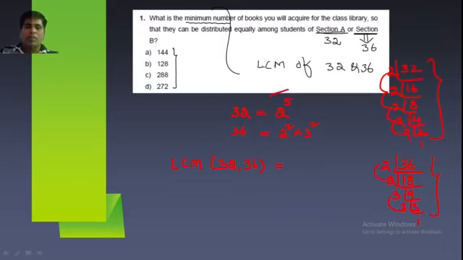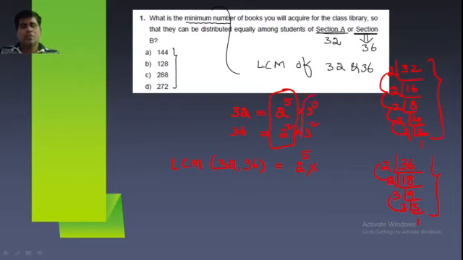What is the greatest power of 2 here? Among these two, which is the greatest power? 2 power 2 or 2 power 5? Easily we can identify 2 power 5 is the greatest. We consider that one. For 3 to the power of 2, we don't have any 3 term in 32. I can write this as 3 to the power of 0, which is 1.